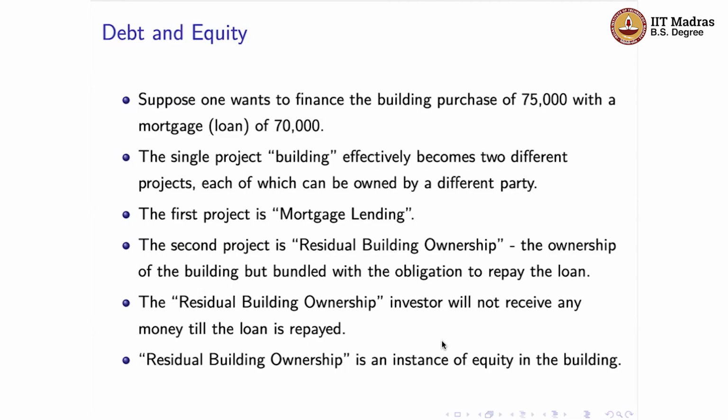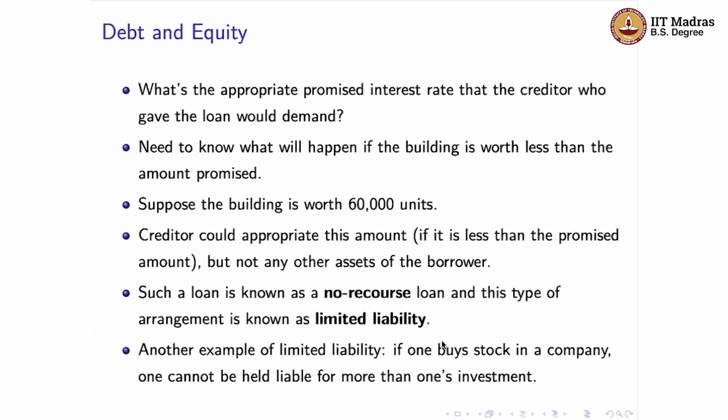Now, what we want to do is basically figure out a way of valuing these two ownerships, right? And also figure out the expected rates of return from these different projects. So let's first think about the problem from the perspective of the creditor who has given the loan. One question is: what's the appropriate promised interest rate that should go to this creditor?